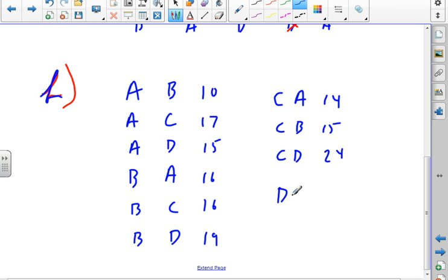All right. D is preferred over A. 7, 12, 16. D is preferred over B. 7, 12, 12. D is preferred over C. 7, 7.